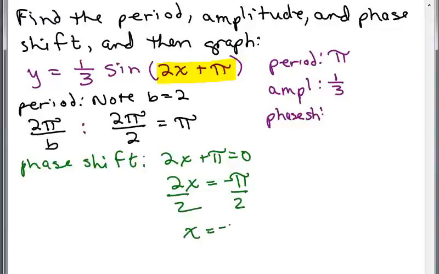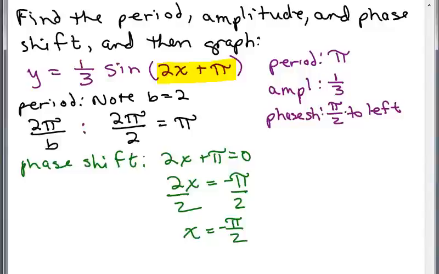So if x was negative pi over 2, it would make the argument inside here 0. So the phase shift, well, the negative sign tells you it's going to the left. So this will be pi over 2 units to the left. I'm not going to write the word units just because I don't have a lot of space right here, but everything gets shifted pi over 2 units to the left. So we've got the period, the amplitude, and the phase shift.